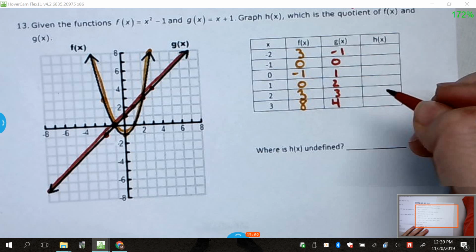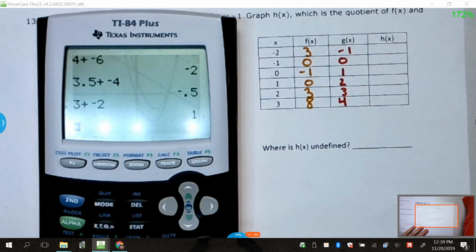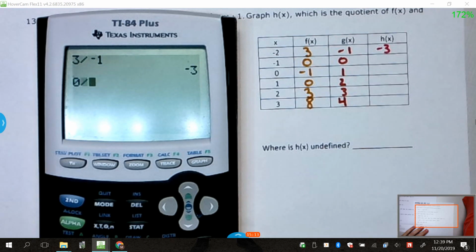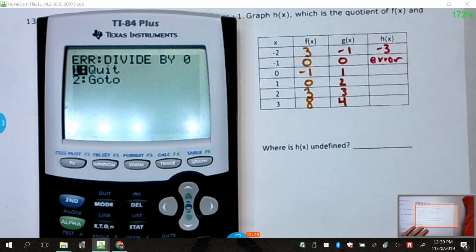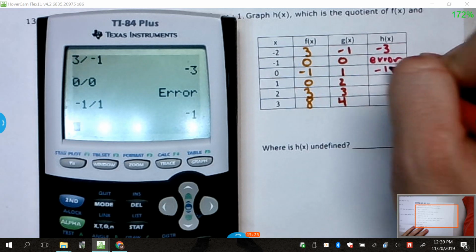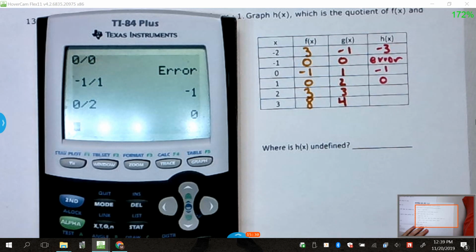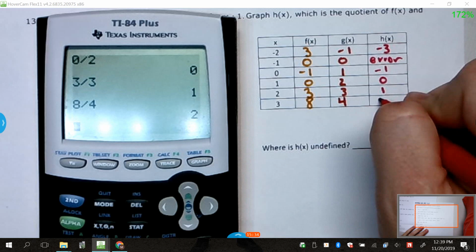Quotient means divide. So we're going to divide. 3 divided by negative 1 is negative 3. Now 0 divided by 0, it says you can't do that, so that's where our error goes. Negative 1 divided by 1 is negative 1. 0 divided by 2 is 0. 3 divided by 3 is 1. 8 divided by 4 is 2.